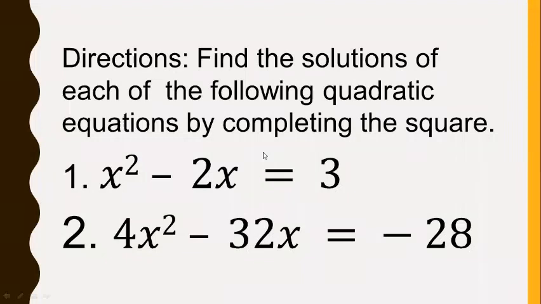So for our activity, we have here: find the solutions of each of the following quadratic equations by completing the square. First, x squared minus 2x is equal to 3. Second, 4x squared minus 32x is equal to negative 28. For your answers, please use the comment section.